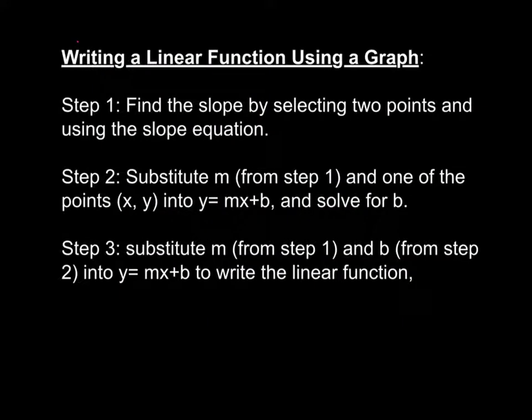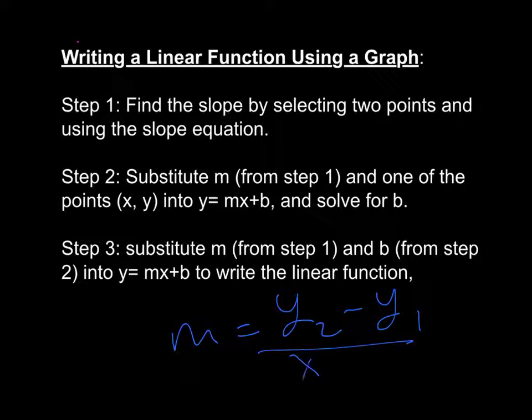So here are the steps that you want to follow to do the process that we just did. So writing a linear function using a graph. Step 1, find the slope by selecting 2 points and using the slope equation, which, remember, is m equals y2 minus y1 over x2 minus x1, right? So that's the slope equation.